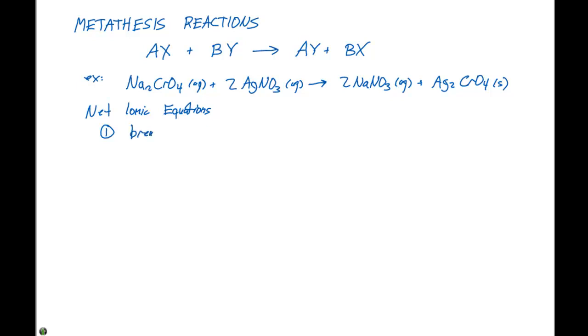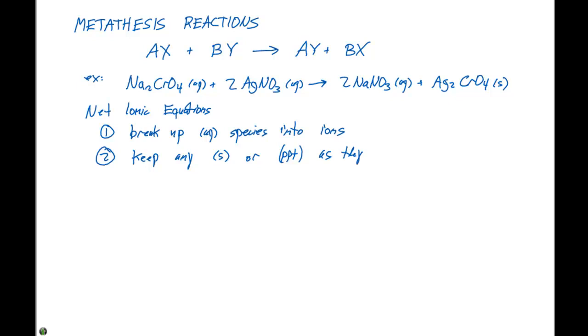Number one, we're going to break up all aqueous species into ions. That's going to show what they actually exist as in solution. The second thing is we're going to keep any solids or precipitates as they are, because at the molecular level, these ions are forming an insoluble solid, and we're actually going to see that solid in the solution. So we don't have ions anymore. We have an actual solid.